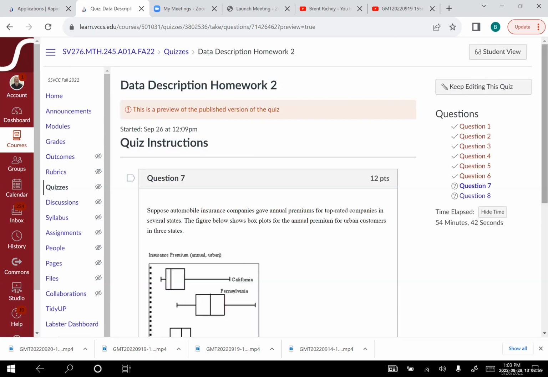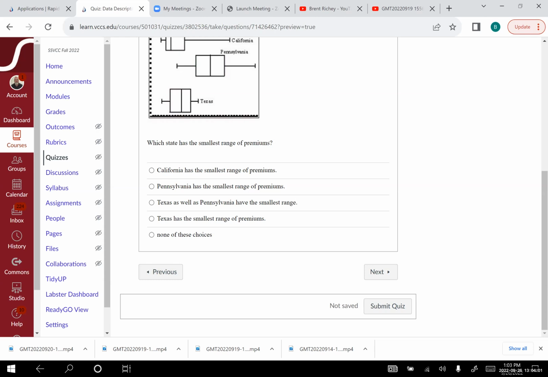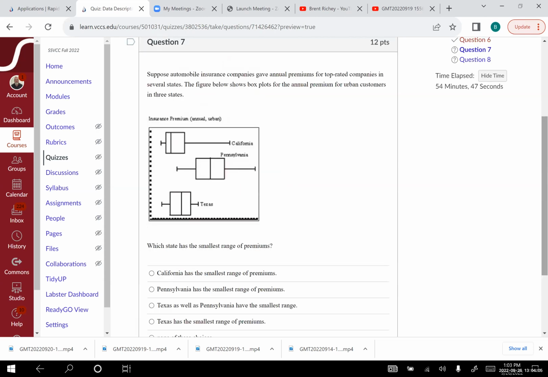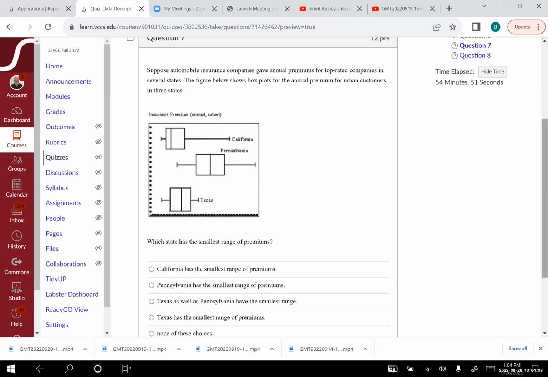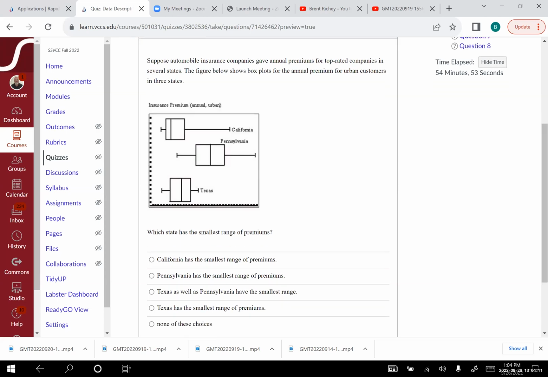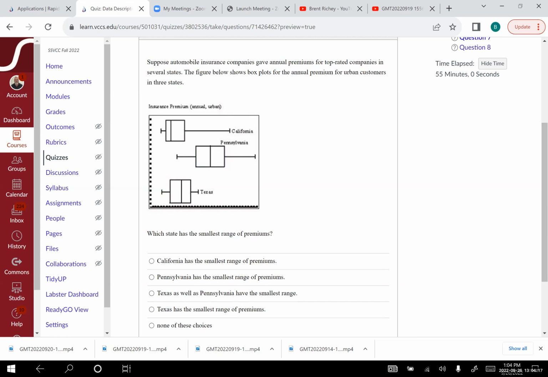All right. And this one was what? Smallest range you got. Oh, this is a different question though. Oh yeah, this is a similar question, but the graphs are different. Which one here has the smallest range of premiums? Texas. Yeah. There we go.